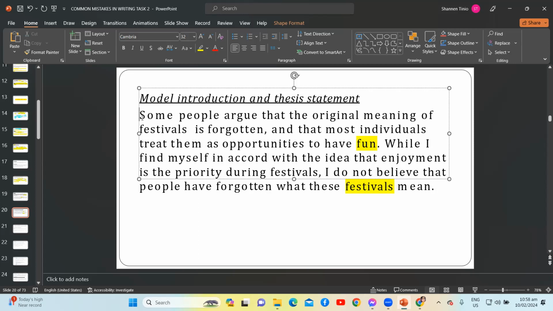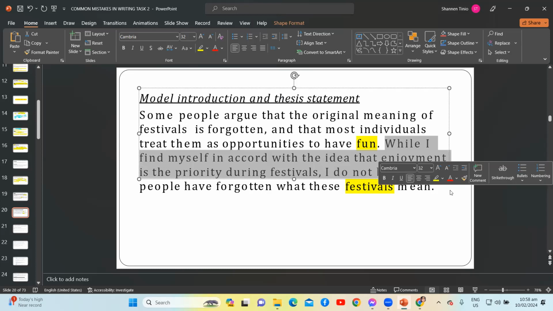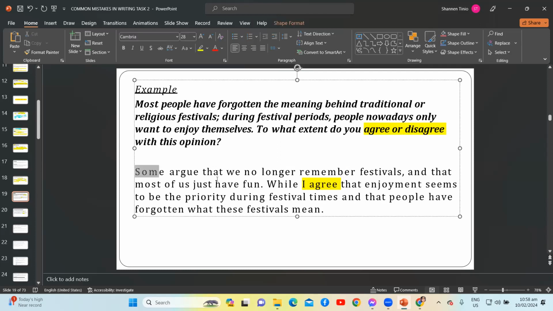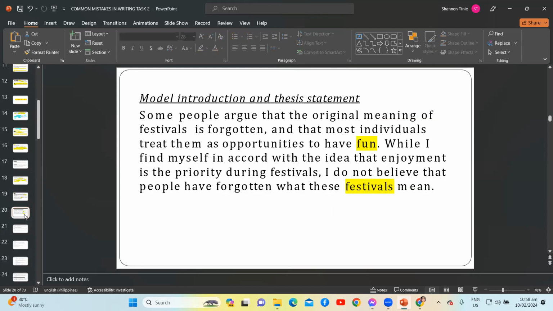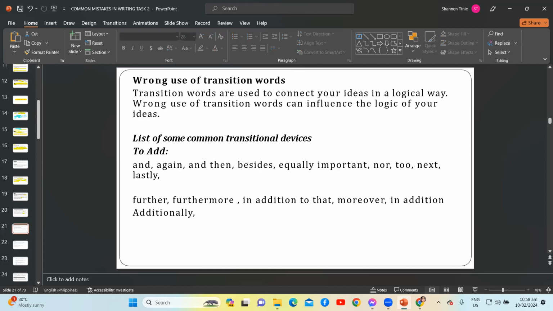Na-paraphrase niya yung topic. However, binigay niya rin yung kanyang personal na opinion na disagree siya. Unlike, sa example dito, nag-agree siya. Okay? You can agree, disagree. Just make sure panindigan mo yung sagot mo. Huy, sana all pinaninindigan. Okay.